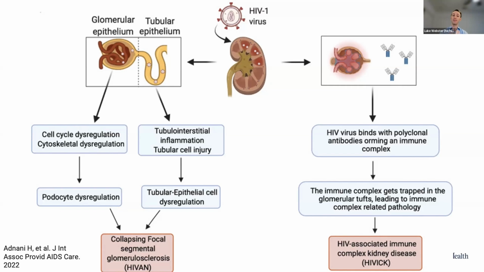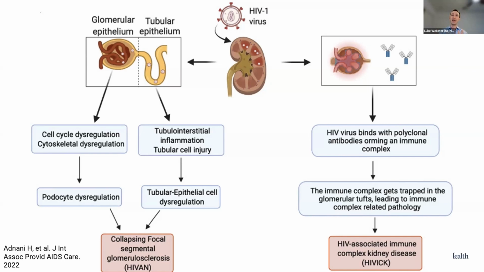It was much more common back in the early 90s, 1995. Almost 80% of all kidney biopsies showed HIVAN at that time. And I'll show you that is much, much, much less prevalent in today's day and age. It was even down to 30% about in 2004.